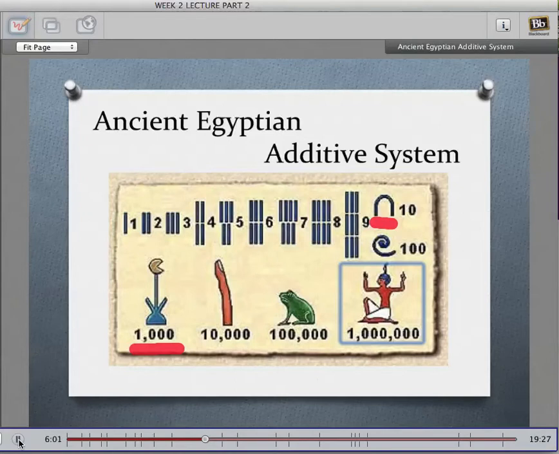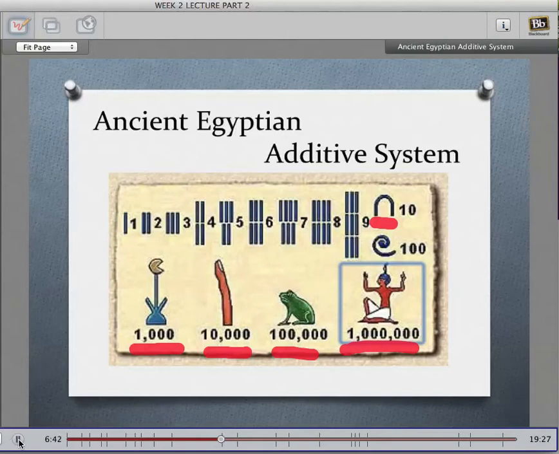And then we need another symbol when we get to 10,000. So that's the finger. It's a good finger, by the way, not the bad finger. If you want to write 10,000, you use a finger. 100,000, a frog. And if you want to write 1,000,000, well, that's an Egyptian touchdown. That's the symbol they use to represent 1,000,000. Then 10 million, there's another symbol. 100 million, there's another symbol. 1 billion, there's another symbol. There is an infinite number of symbols. Our system has 10. Theirs has an infinite number.